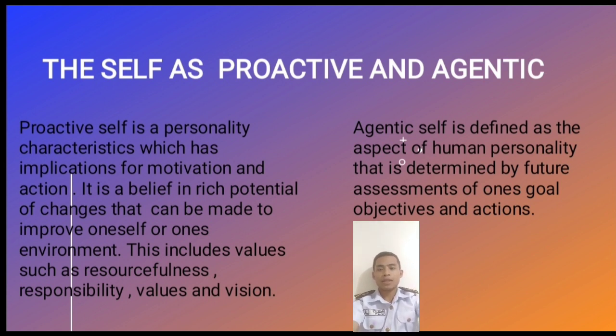Agentic self is defined as the aspect of human personality that is determined by future assessment of one's goals, objectives, and actions. For example, I saw an old woman who was crossing the street but she couldn't walk fast, so what I did was to help her, and my intention was to cross her safely. Further, it enables the person to anticipate the likely consequences of prospective actions.